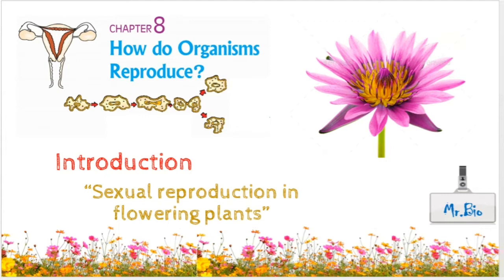If you haven't watched my previous video, please make sure that you watch it and try to understand, because I've explained the concept of reproduction and described the process of asexual reproduction in organisms. After understanding those topics, we will understand the next topic, that is the sexual mode of reproduction. Today we will be discussing sexual reproduction in flowering plants.